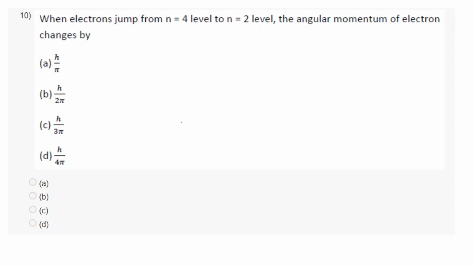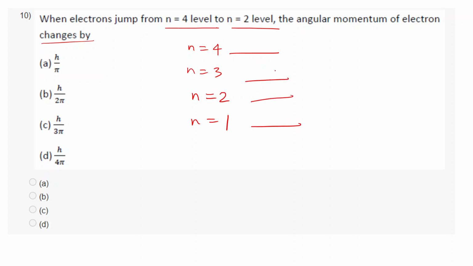So the question is, when electrons jump from n equal to 4 level to n equal to 2 level, angular momentum of the electron changes by. So there is an electron that jumps from n equal to 4 level, there is n equal to 3, n equal to 2, n equal to 1, the lowermost. So the electron jumps from the fourth energy level to the second energy level. Then what will be the change in its angular momentum?